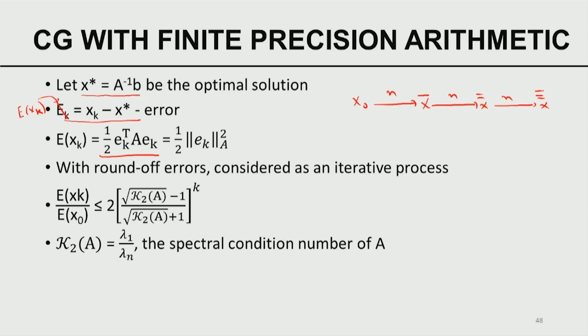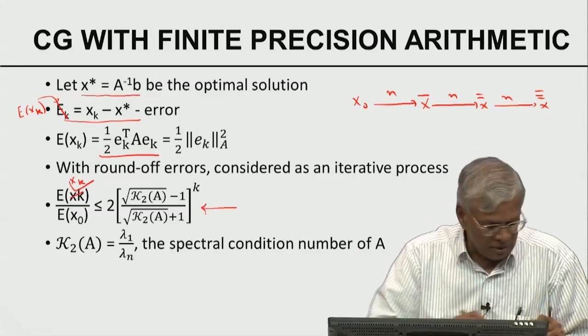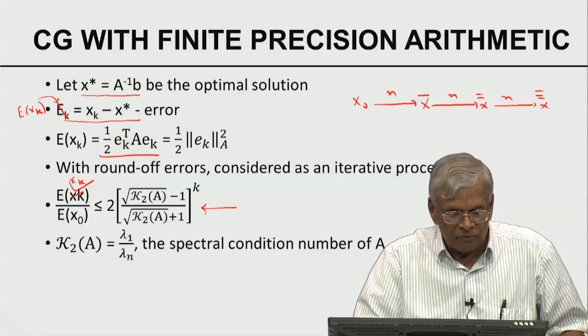It turns out if you consider this as an iterative process, one can find the ratio of e of x k, this is x sub k, e of x k by e of x naught is less than or equal to 2 times a function that depends on kappa, much like the gradient algorithm, where kappa is lambda 1 by lambda n, the spectral condition number. So, you can readily see in the case of finite precision arithmetic, you cannot achieve finite time convergence. It looks as though it is an infinite process. In this case, the convergence rate is given by this expression.